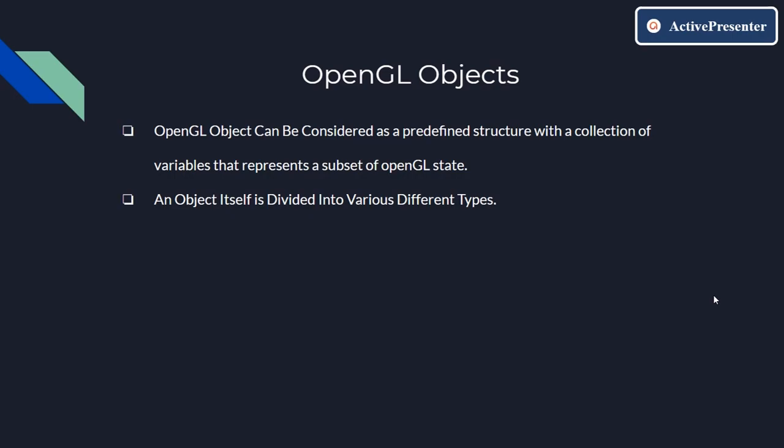Now to the next point. As I said, an object itself is divided into various different types. As we saw, your object targets are the variables of this object type in your OpenGL context. And last but not least, in actual coding, we don't actually create a variable of this object type. Instead, we assign an object ID to it.